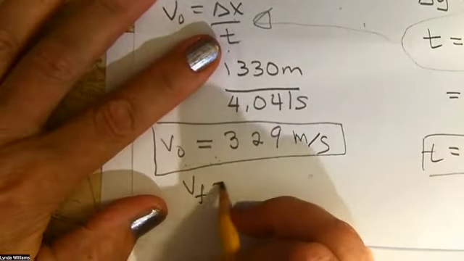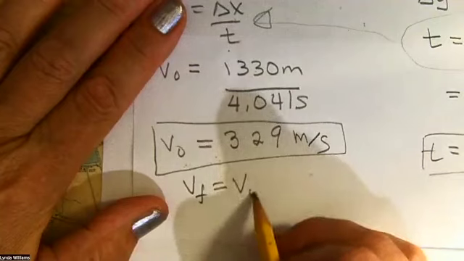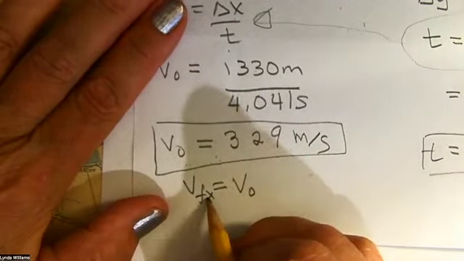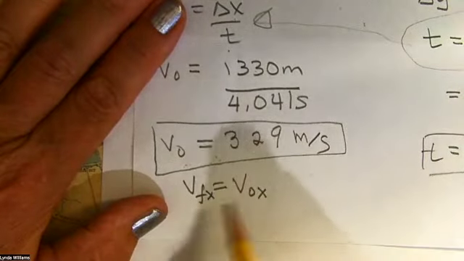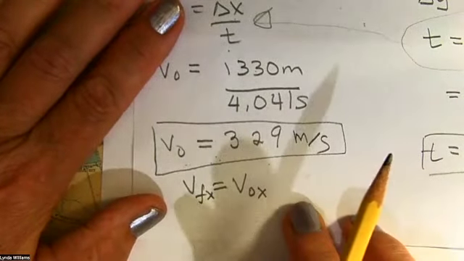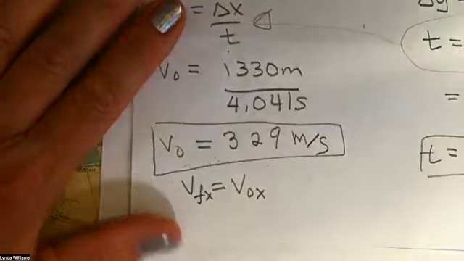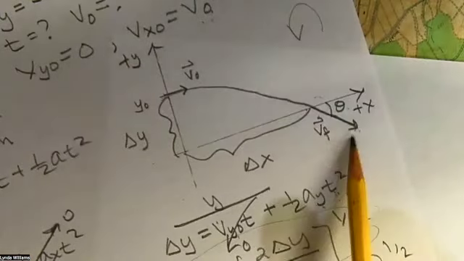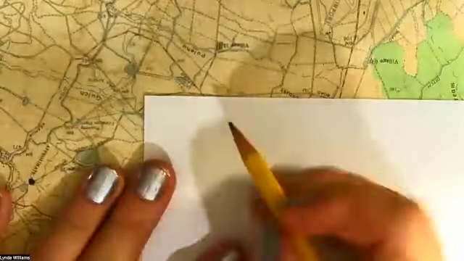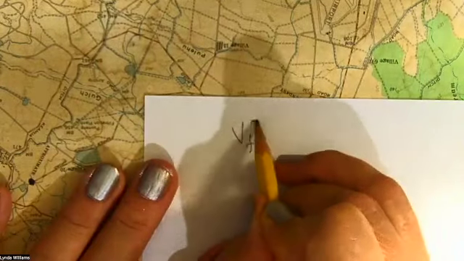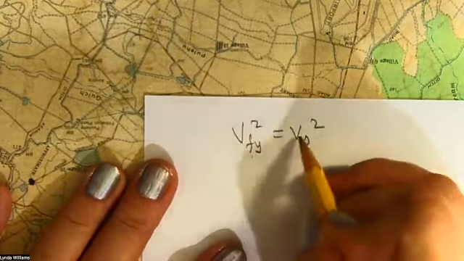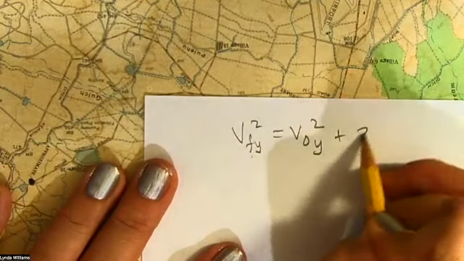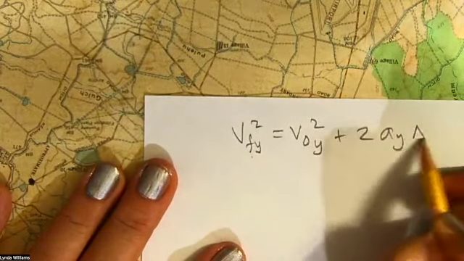Because there's no acceleration happening, the velocity final in the x direction is the velocity initial, because there's no change. So we don't have to find any change in the x direction. We need to find the velocity gained in the y direction, so we can use the squares formula: v final squared in the y direction equals v initial squared in the y direction plus 2ay delta y.